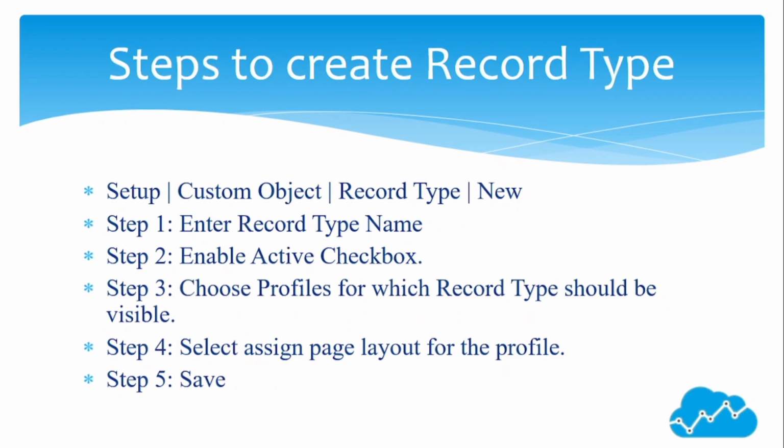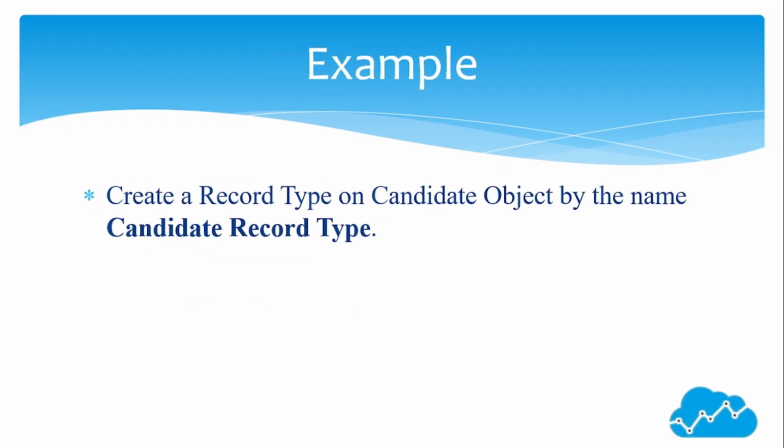Steps to create record type. Setup, custom object, record type, new. Step 1. Enter record type name. Step 2. Enable active checkbox. Step 3. Choose profile for which record type should be visible. Step 4. Select assign page layout for the profile. Step 5. Save. Let's see an example. Create a record type on candidate object by the name candidate record type.